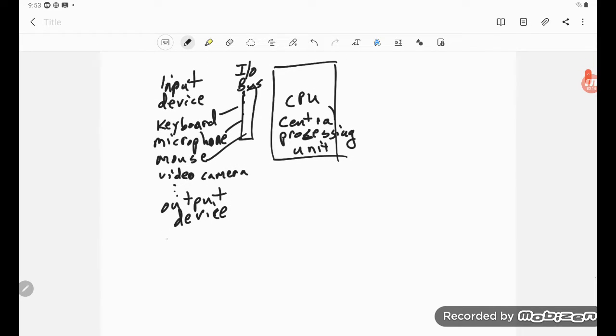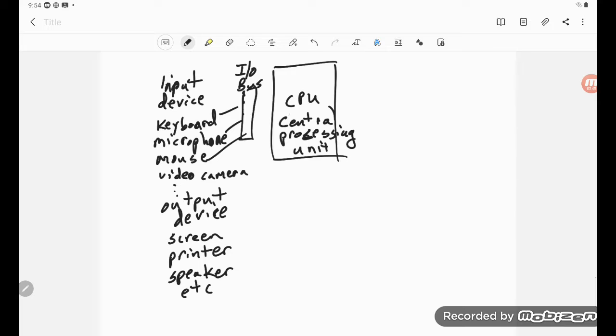So definitely we're used to a screen. Okay, but it could be a printer. Could be a speaker, etc. So we can get the information from the computer out of these different things.